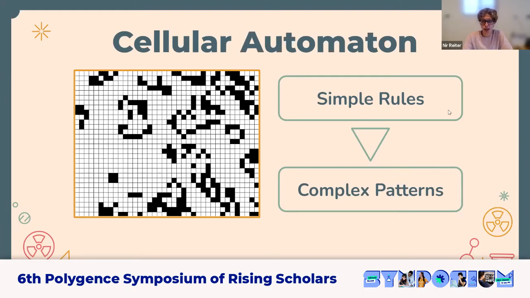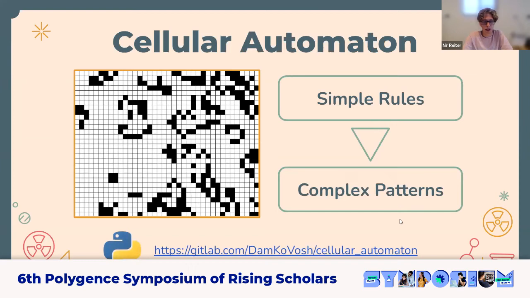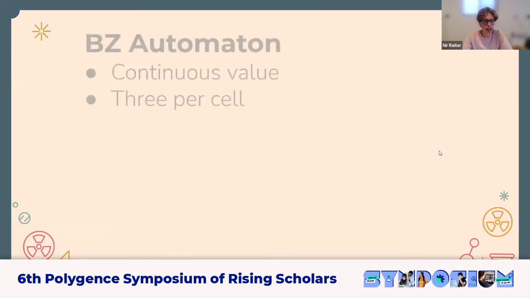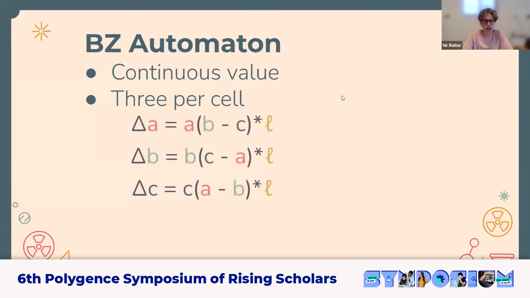I wrote my simulation in Python using a library called cellular automaton. My cellular automaton has 3 values ranging from 0 to 1 continuously, representing the quantity of each chemical in the cell. Here are the equations I used.